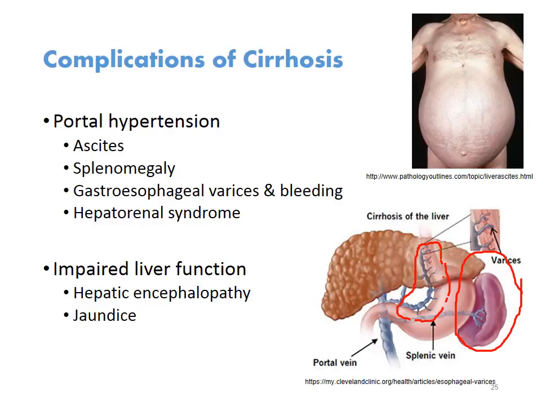Since the liver is unable to conjugate and secrete bilirubin, the bilirubin accumulates in the body and stains the tissues yellow, causing jaundice. When the liver is unable to produce albumin and clotting factors, this leads to hypoalbuminemia and coagulation issues respectively.